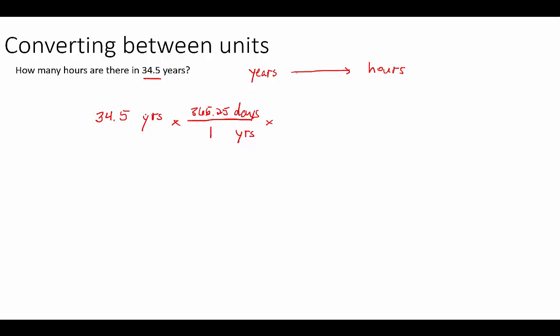Okay, so years are gone, I'm into days. So I'm closer to hours. So again, we'll put a ratio down here. And remember, my unit from the top goes on the bottom. 1 day has 24 hours. Oh, nice, so we're done. 24 hours. Days cancel, and there I go. 34.5 times 365.25 times 24, that would give me the number of hours in 34.5 years. So again, I'm not going to calculate it.